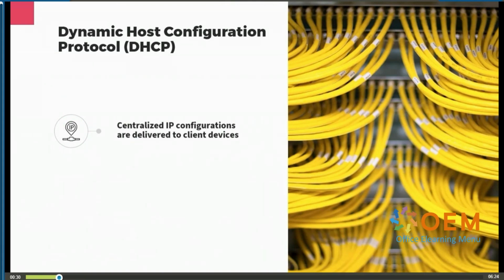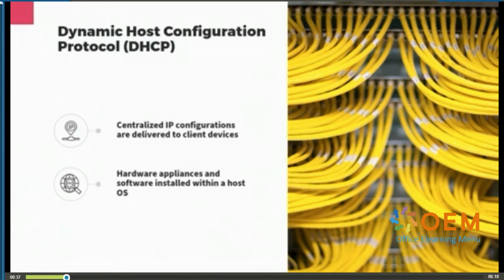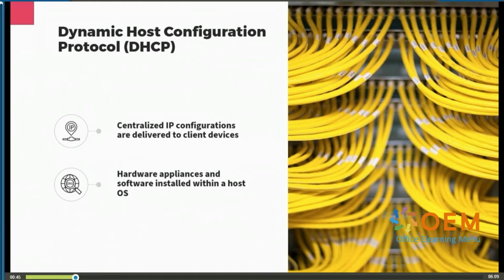network without administrative intervention. So the idea is that we can have a DHCP server in the form of a hardware appliance, and in many cases, DHCP is built into standard routers, including Wi-Fi routers. Or a DHCP server could simply be software that you install and configure within the operating system.